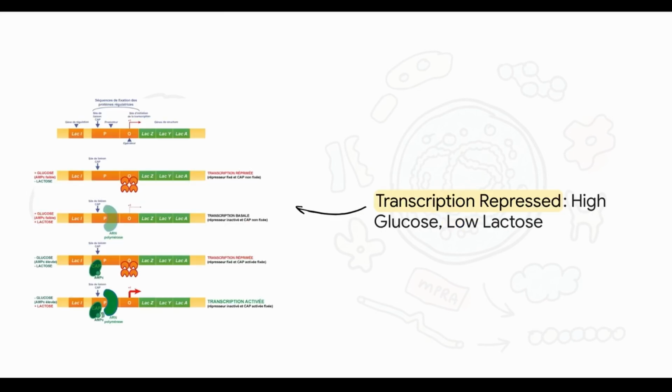But wait, there is a whole second layer of control here. Let's focus on the first scenario, transcription repressed. When glucose is highly available, the cell absolutely prefers it because, well, it's easy energy. The presence of glucose keeps the levels of a signaling molecule called cyclic AMP, or cAMP, very, very low. Look closely at the P promoter region. Because cAMP is low, the CAP protein, which usually boosts transcription, cannot bind to the DNA. It just floats around unbound. So even if our roadblock was gone, the engine wouldn't have the key to start effectively.